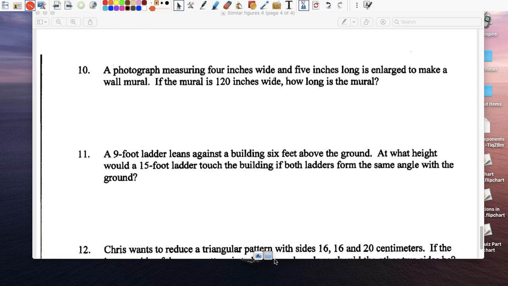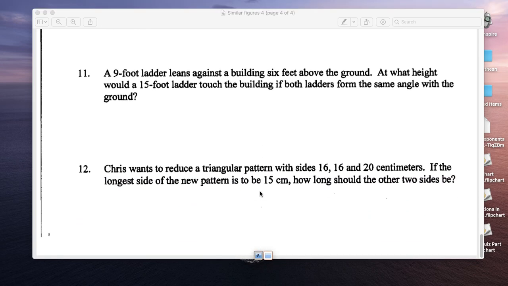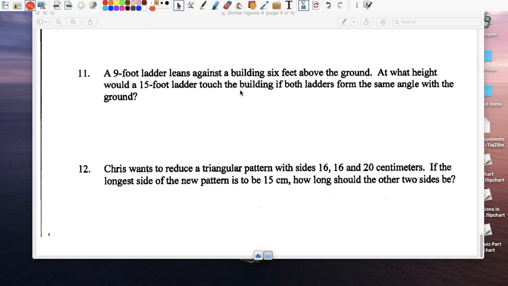One more question. I think it's the last one. Chris wants to reduce a triangular pattern with sides 16, 16, and 20. That's 20, not drawn to scale, by the way, 16 and 16. If the longest side of the new pattern is 15 centimeters, so we can reduce this not by much. What are these two sides? Okay, so this corresponds to this.